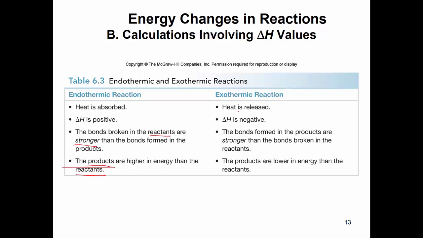For an exothermic reaction, heat is released, so delta H is negative. The bonds formed in the products are stronger. Therefore, the products are lower in energy. So stronger means lower in energy. Our products are lower in energy than the reactants. So this is typically more favored as far as forming products, which is typically our desire, to form more products. So exothermic: release energy, negative delta H, and the products are stronger than the reactants, meaning the products are lower in energy. And then the endothermic case is reactant favored.